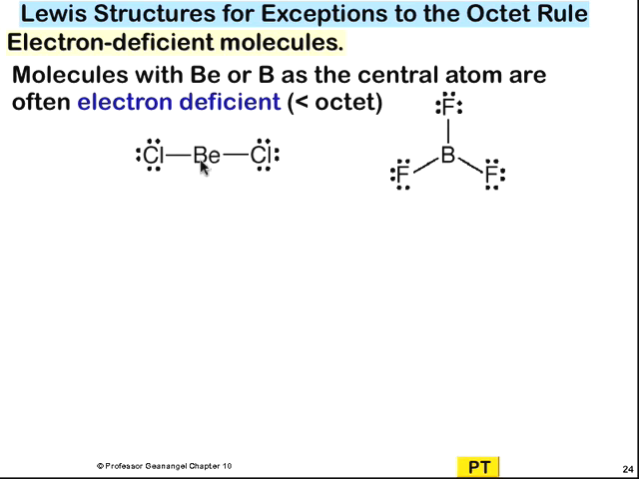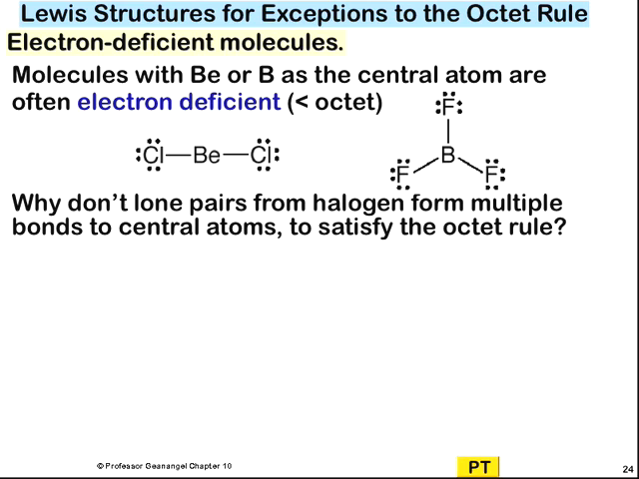So I'm going to show you BeCl2 here, and if we look at BeCl2, the beryllium only has 4 electrons around it, and the chlorines are characteristically going to have a single bond. If we try to make a double bond to a chlorine, things don't work well. The same thing is true with fluorine over here. So you might ask, why don't lone pairs from the halogen make double bonds here and double bonds over here to satisfy the octet rule?